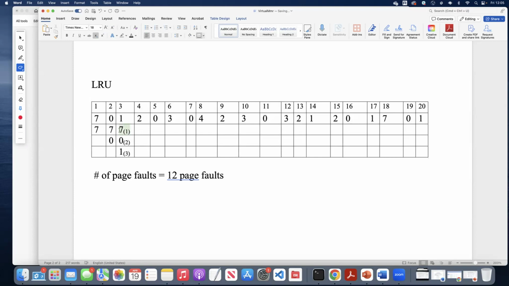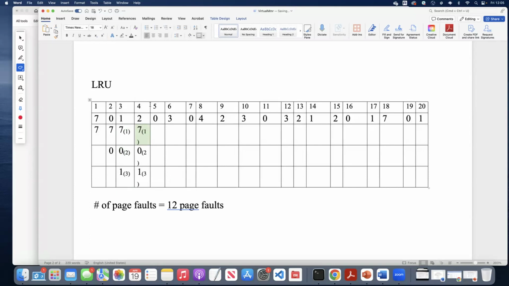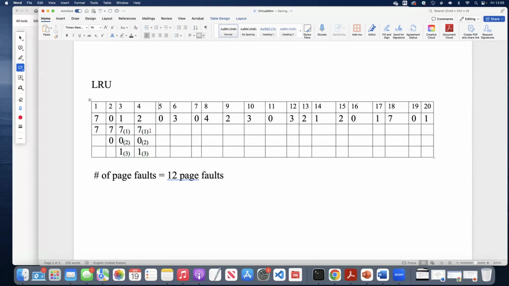We see page 7 hasn't been used for the longest period of time compared with page 0 and 1. So page 7 is the victim page. We use page 2 to replace page 7. And then page 0 is needed. Page 0 is in the memory, no page fault.